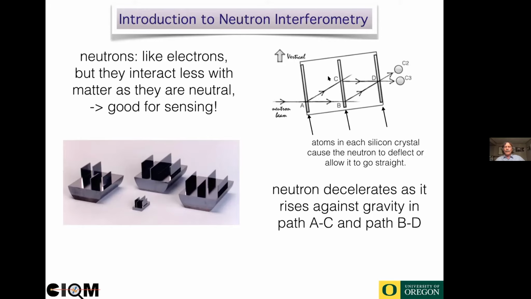Now, if the neutron comes here, it can either go straight through or it can deflect. If the neutron goes here, it can either go straight through and be lost or it can deflect. So these two paths now can recombine on a third crystal.